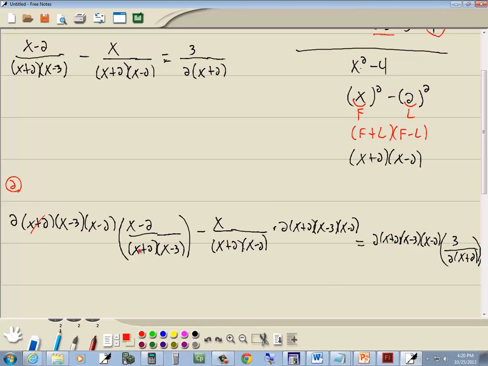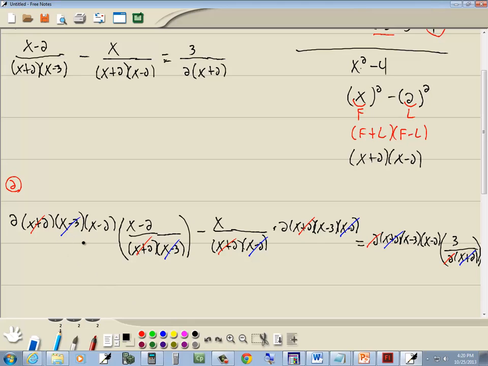Okay, this x + 2 cancels that x + 2. This x - 3 cancels that x - 3. Over here, this x + 2 cancels that x + 2. This x - 2 cancels with that x - 2. Over on the right side, this 2 cancels with this 2. This x + 2 cancels with this x + 2.